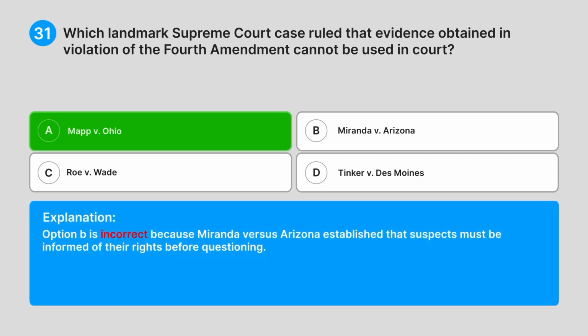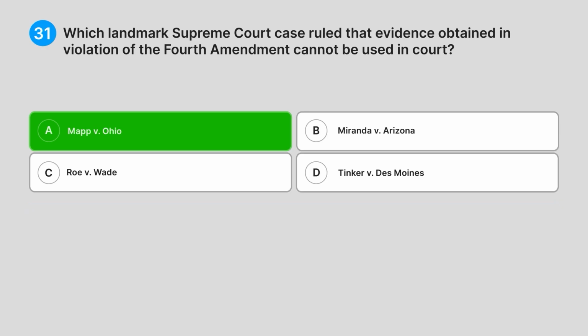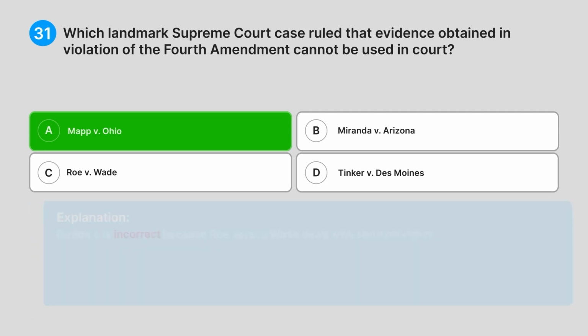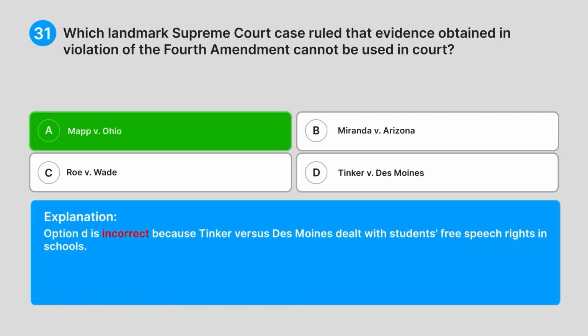Option B is incorrect because Miranda versus Arizona established that suspects must be informed of their rights before questioning. Option C is incorrect because Roe versus Wade dealt with abortion rights. Option D is incorrect because Tinker versus Des Moines dealt with students' free speech rights in schools.